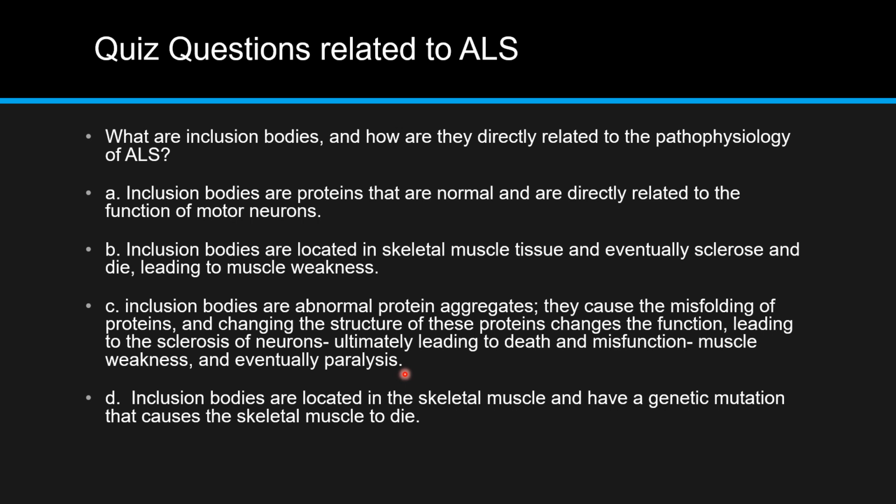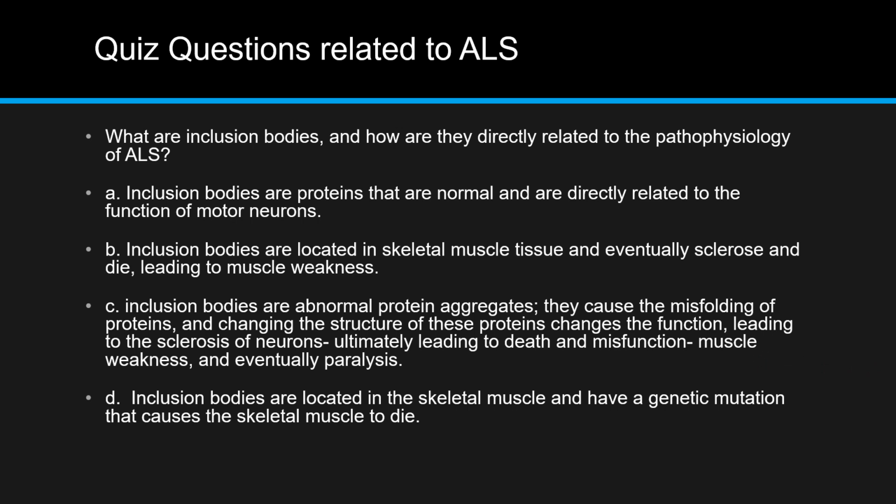C, inclusion bodies are abnormal protein aggregates. They cause the misfolding of proteins, and the structure of these proteins changes the function, leading to sclerosis of neurons, ultimately leading to death and misfunction, muscle weakness, and eventually paralysis. D, inclusion bodies are located in the skeletal muscle and have a genetic mutation that causes the skeletal muscle to die.